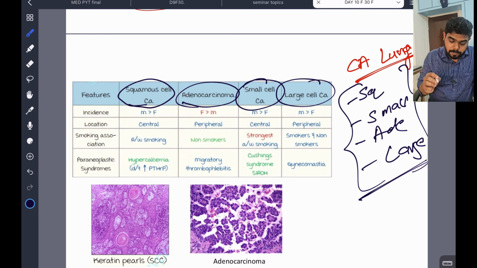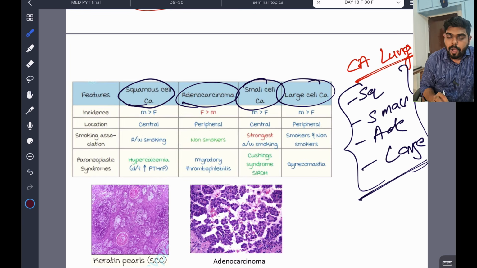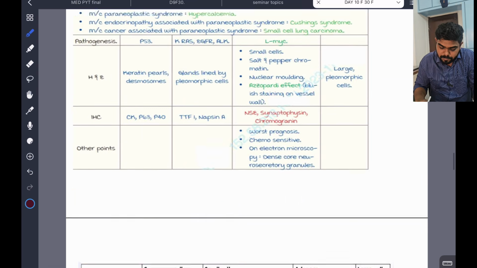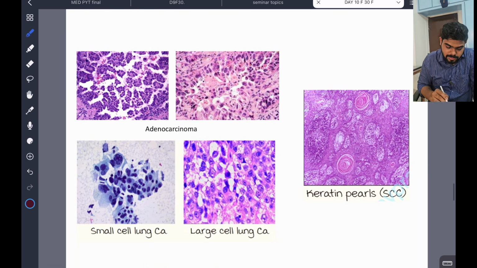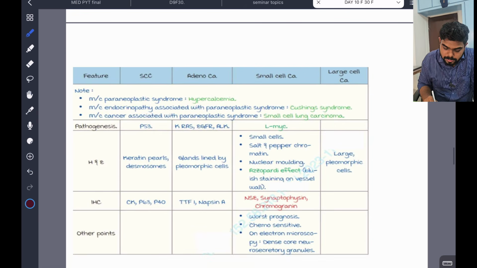So this is important because you should know some differentiating points. Squamous cell carcinoma, we have seen multiple times. You can see the keratin pearls, it's nothing but squamous cell carcinoma. Adenocarcinoma: you can see so many glands here, pure pathology. Okay, clear. This is very important. Small cell carcinoma: there is a classical description for small cell. There are small cells with salt and pepper chromatin. We will come to that point.